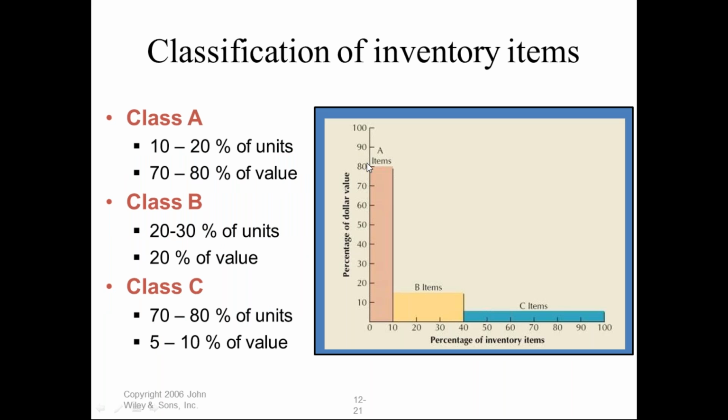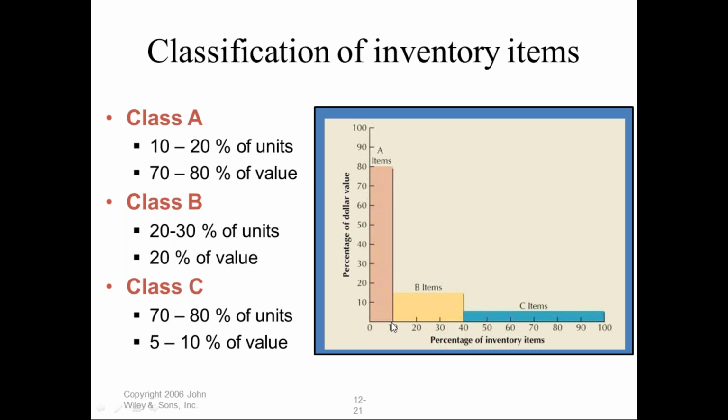Here we can see, if we are plotting the graph, on the x-axis the percentage of the inventory items, and on the y-axis the percentage of the value in rupees, then we can see that for the A items, the percentage of the value is nearly 80%, but the inventory is nearly only 10%.